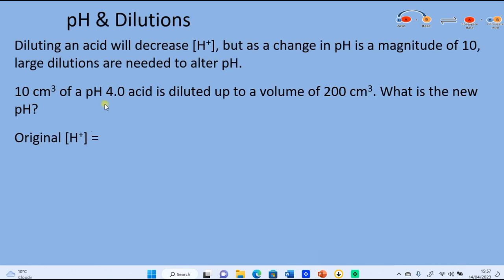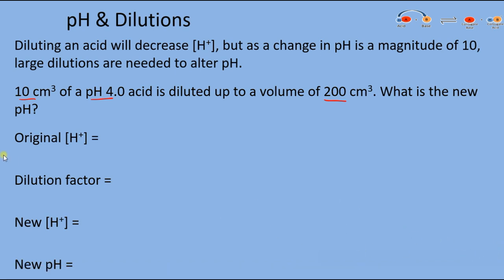Okay, here is a question where you have to use different expressions that we looked at so far. We are given 10 centimeter cube of a pH 4 solution, and this is diluted up to a volume of 200 centimeter cube, right? So we take 10 centimeter cube of this. All you have to do is follow these steps. You have to have the original concentration, then the dilution factor, work out the new concentration, and then the new pH. To work out the original concentration, you've only been given the pH, so the concentration would be 10 to the power minus 4.